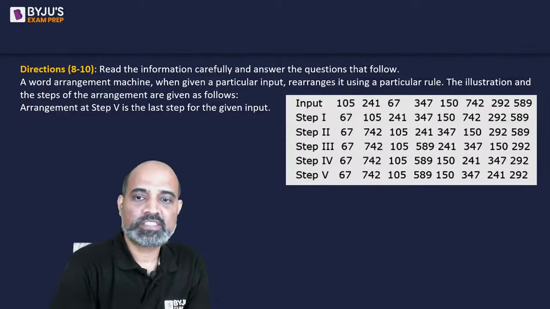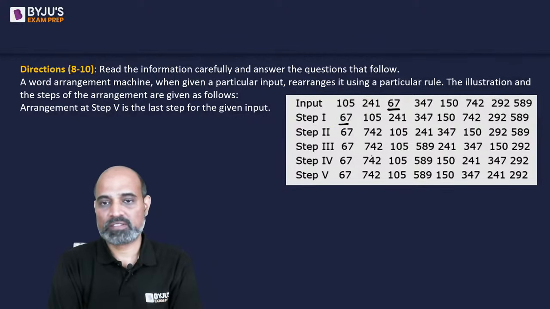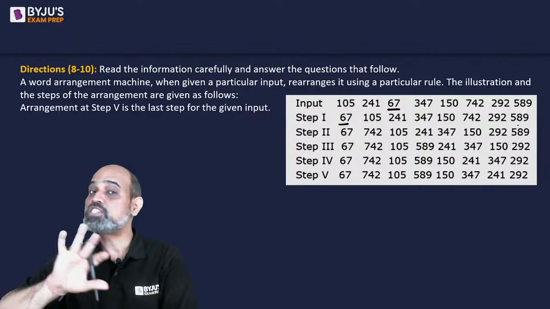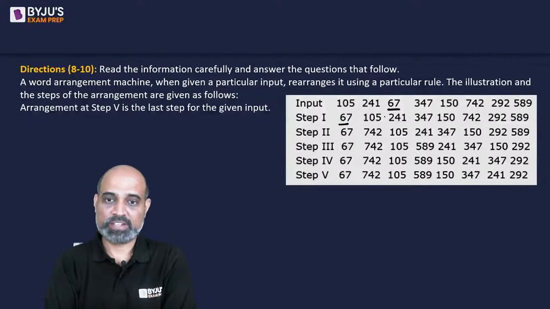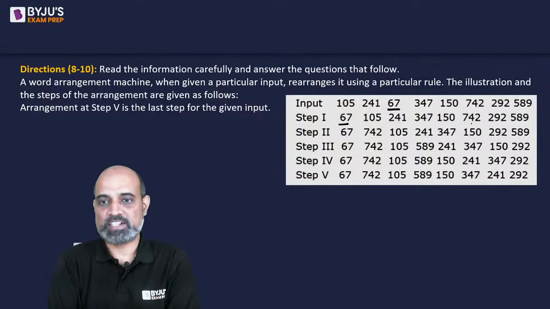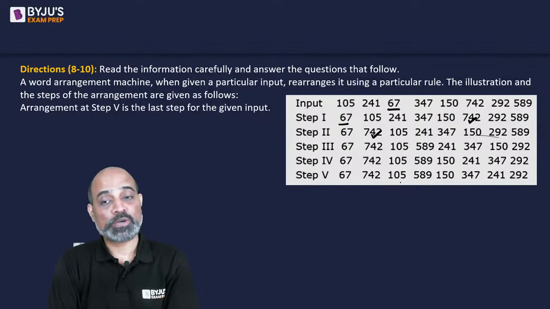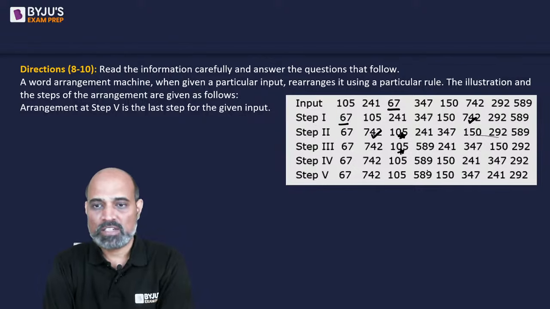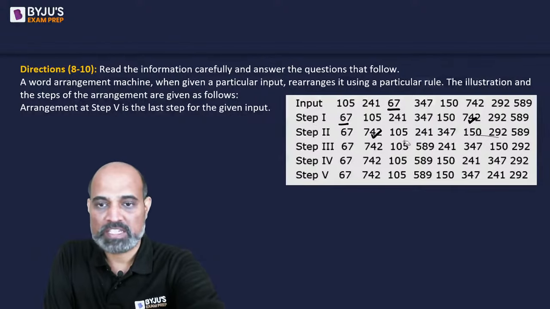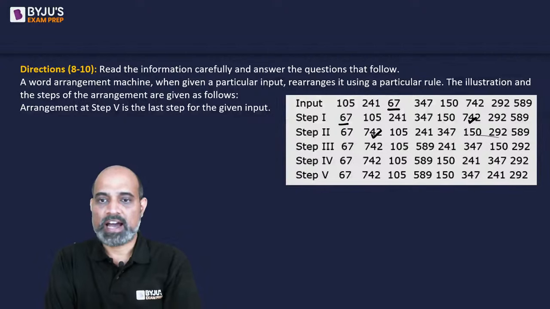So at the first step, 67 comes in. When 67 comes in, everything gets pushed. So shifting is happening here, swapping is not happening, right? Now after 67 it is the turn for 742. So when 742 comes in, every other number gets pushed to the right. After 742, we require 105. So 105 was already present, so we did not have to do anything about it. After 105, we need 589. So 589 comes in and everything else gets pushed.